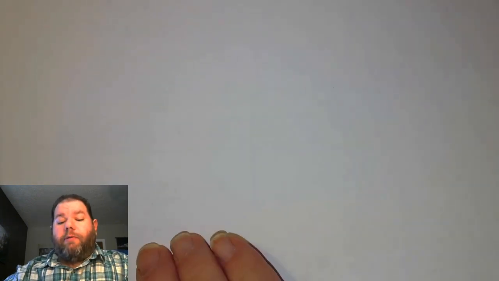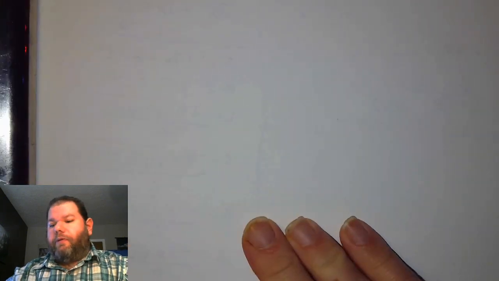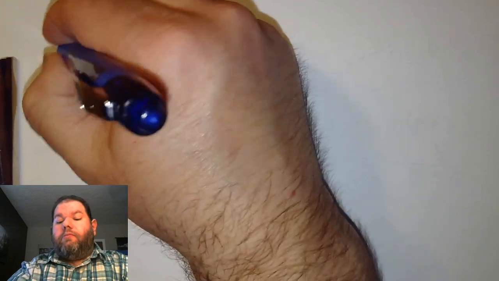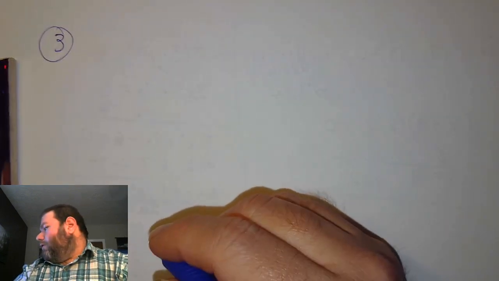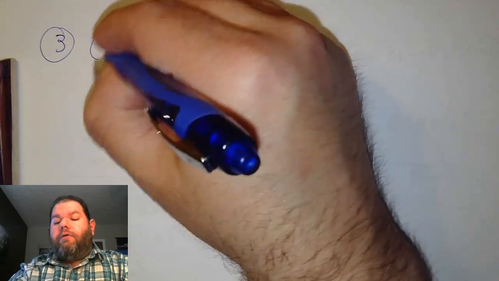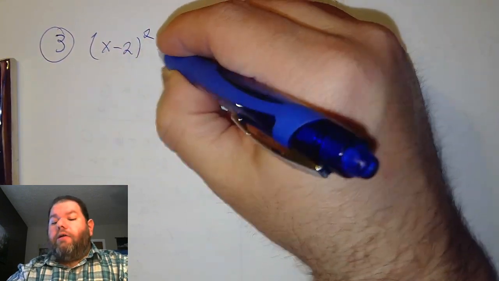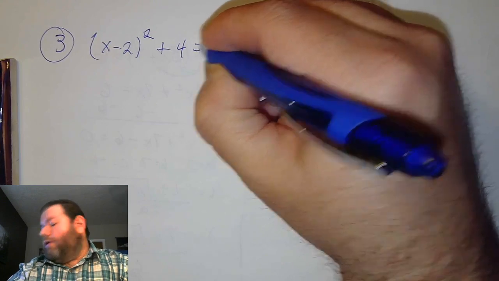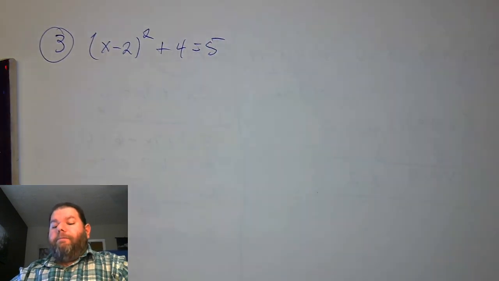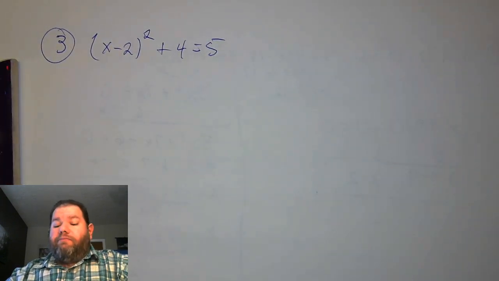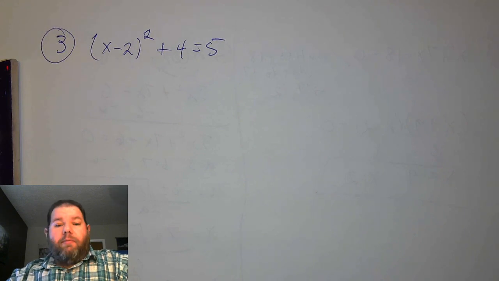Let's go on to problem 3. Here we have x minus 2 in parentheses squared plus 4 is equal to 5. Now, this problem, really, there's two ways that we can work this.